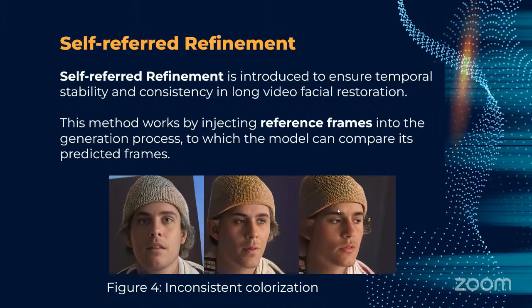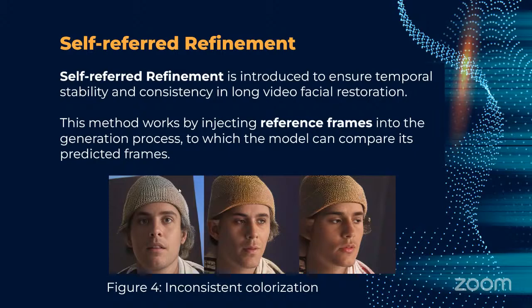And we see that in the latter 2 frames in the video, the head here is restored in a yellow color, but in this earlier frame here, the head has more of a bluish or greenish color. And this is bad, of course, because obviously this head did not just magically change its color throughout the video. But this is really a mistake caused by whatever model was used for the colorization task here. And so this self-referred refinement module is introduced to the SVFR model in order to prevent things like this from happening.